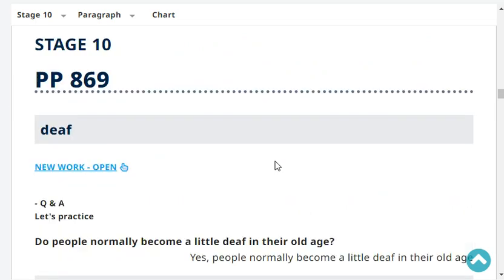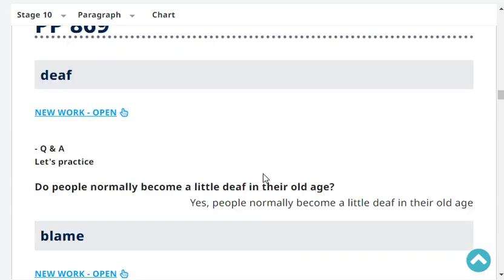Very good. Do people normally become a little deaf in their old age? Yes, people normally become a little deaf in their old age.